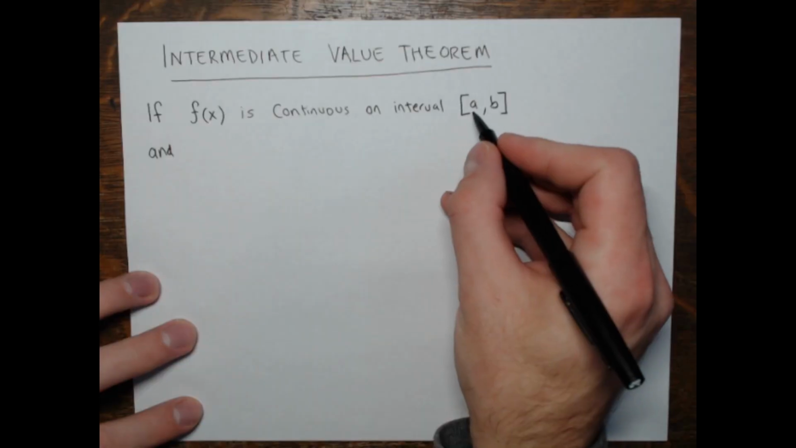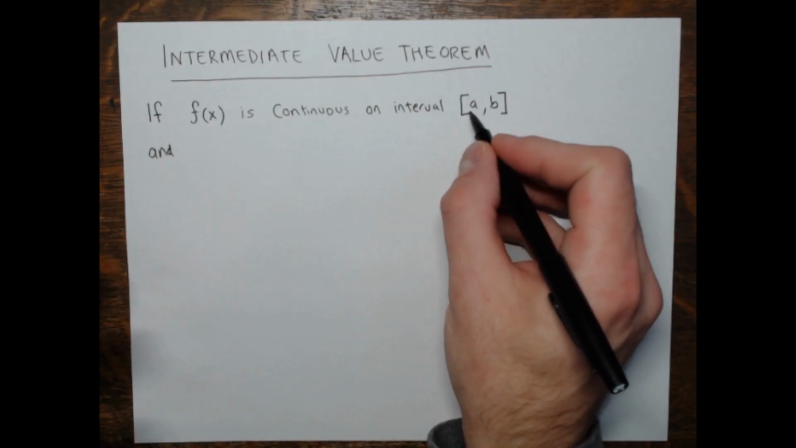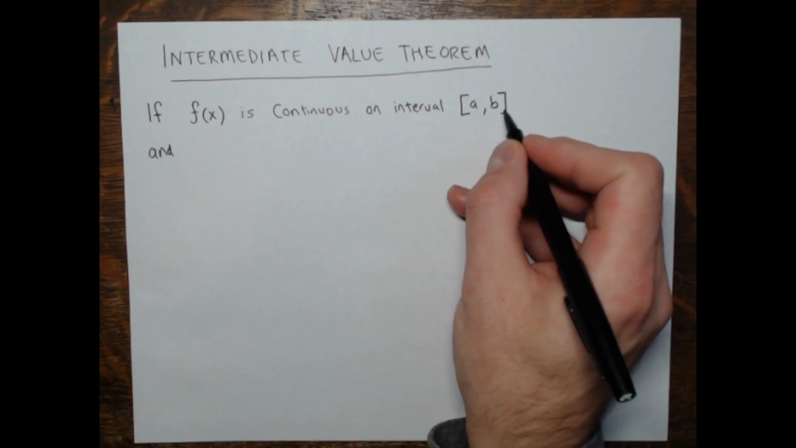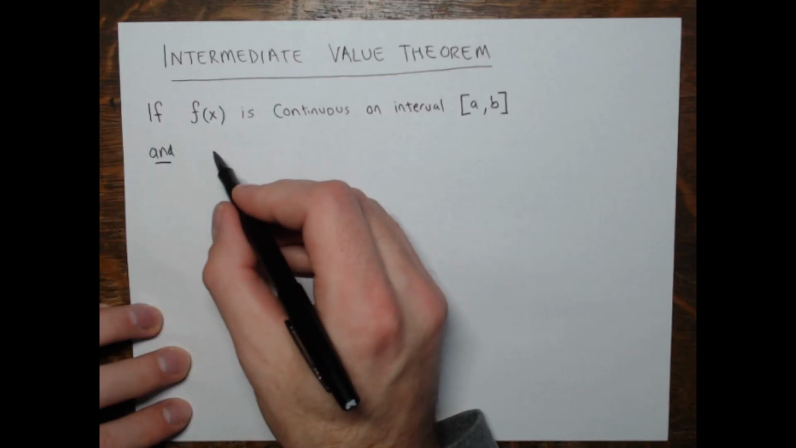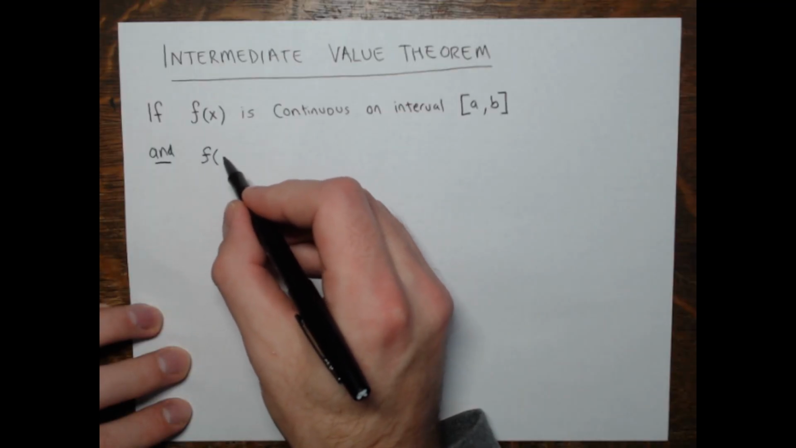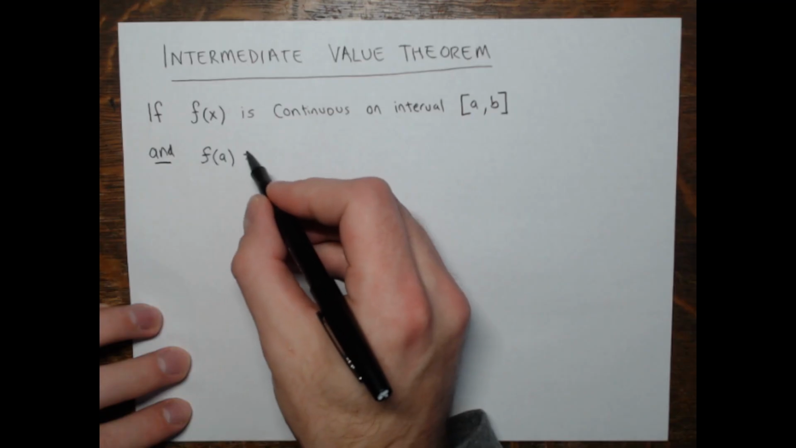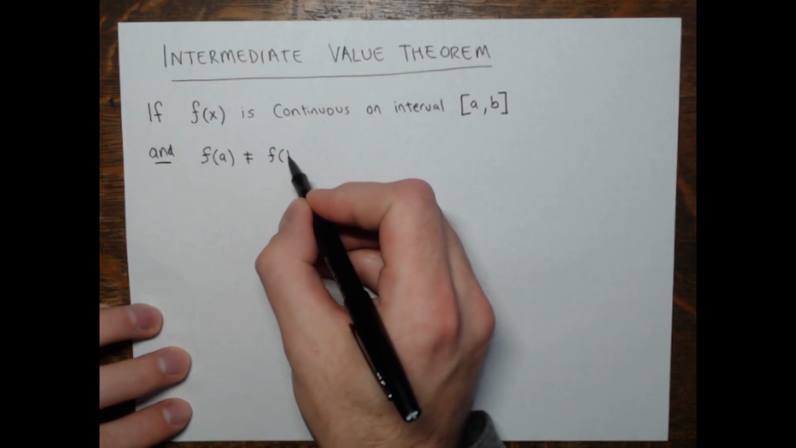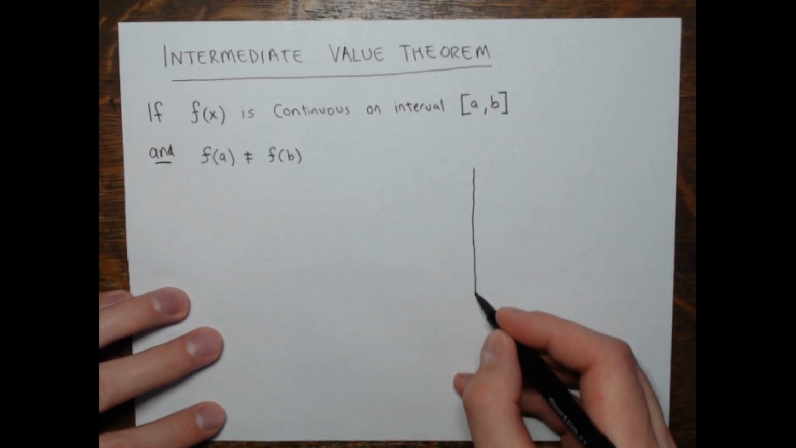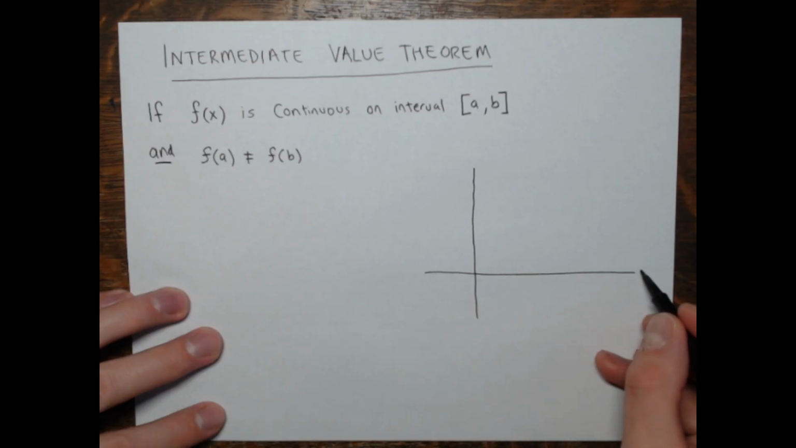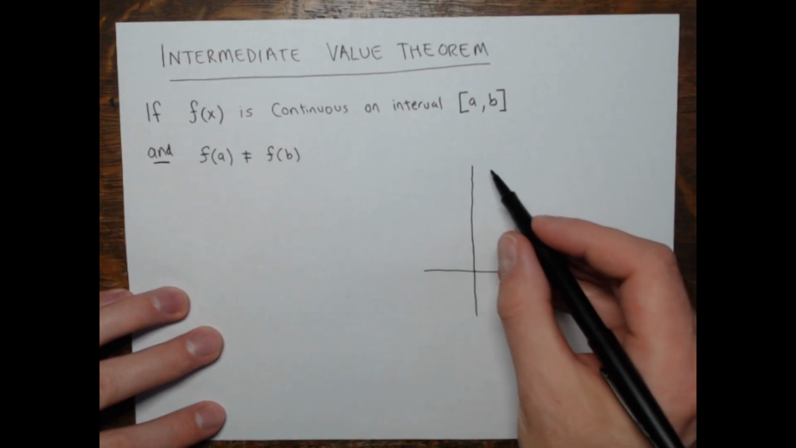That means they're included, so add x equals a to everything, and then everything in between, and then add x equals b. And the value of f of a is not equal to the value of f of b. Right? So the value at each end is different. So graphically speaking, here's what's going on in this hypothesis.